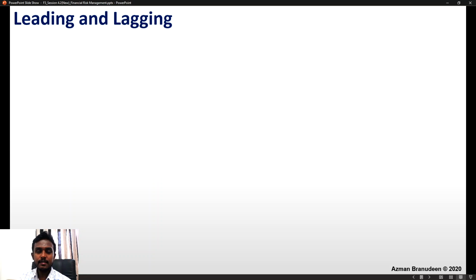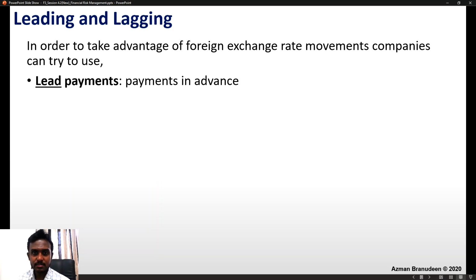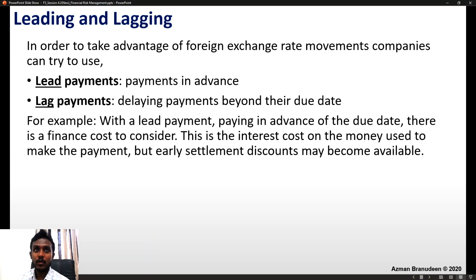And the second approach that we are going to look at is leading and lagging. In order to take advantage of foreign exchange rate movements, companies can try to use leading payments, where you pay in advance, or lagging payments, where you delay your payments beyond your due date. For example, with a lead payment, paying in advance of the due date, there is a finance cost to consider because you're paying earlier. This is your capital. There is the interest cost on the money used to make the payment, but early settlement discounts may become available.